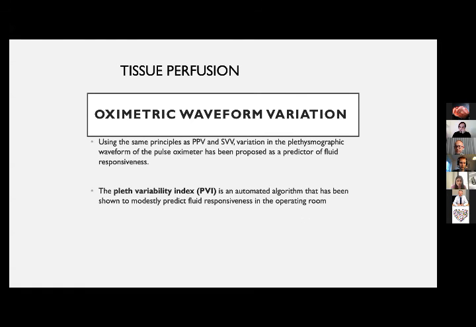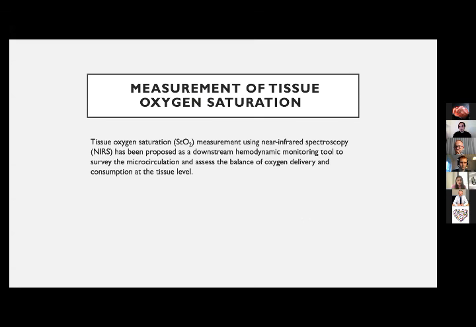You can check for perfusion. There is oximetry, of course, that we all use in the ICU. There is a variable called the Pleth variability index, and that has also been shown to modestly predict fluid responsiveness in the OR. Non-invasively, there is near-infrared spectroscopy. It's a downstream tool that you can use to assess microcirculation, oxygen delivery, and consumption.